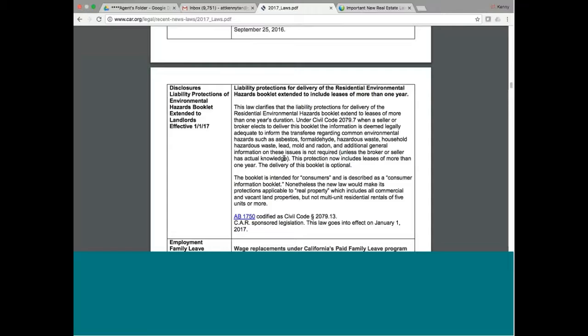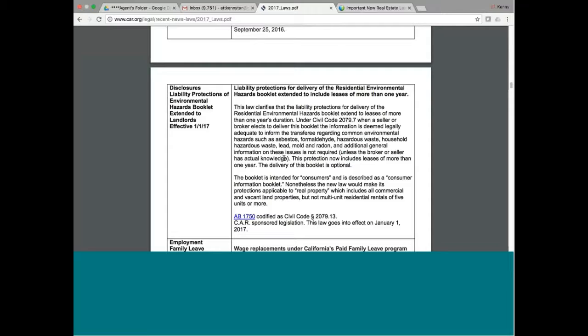It doesn't shield you from liability on the other two situations. One, for failing to do your visual inspection properly. The other, for actual fraud. In other words, you knew there was mold and you didn't tell. So for those two situations, there's no protection. For the last one, yes, there is protection.